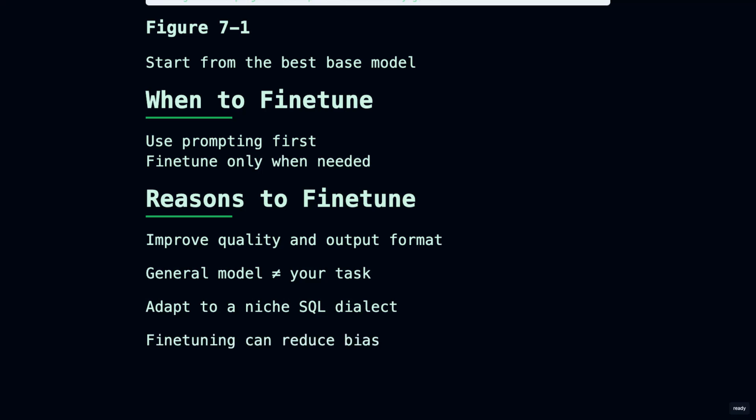Fine-tuning is also used for bias mitigation. If a base model reflects harmful patterns from its training data, carefully curated fine-tuning data can push it toward fairer outputs and reduce those unwanted associations.